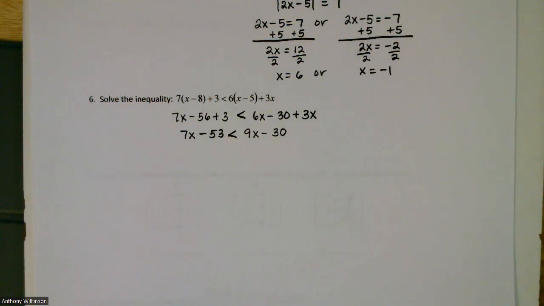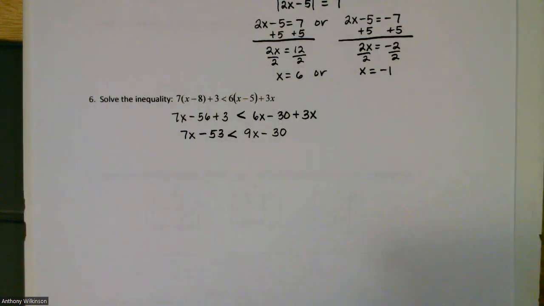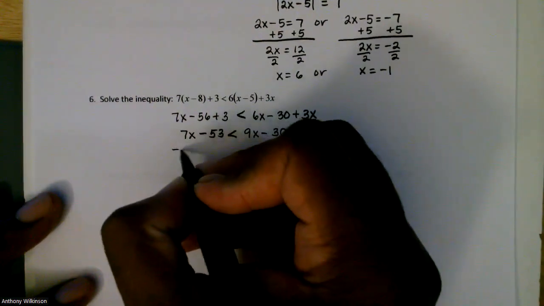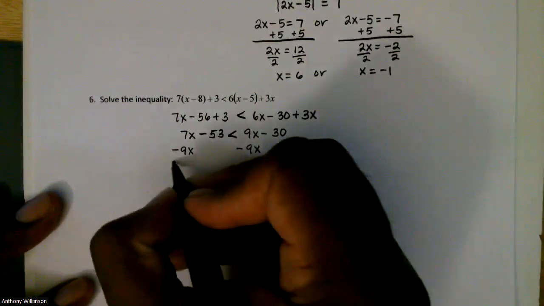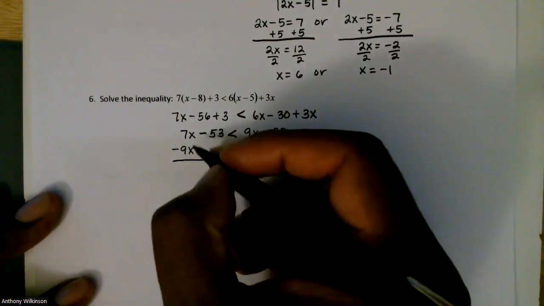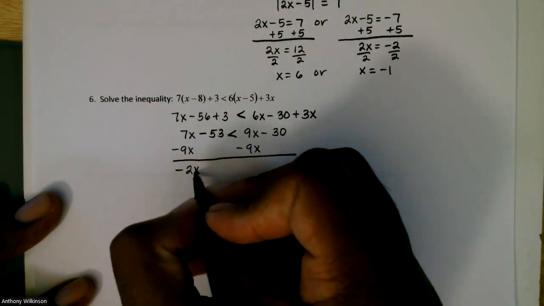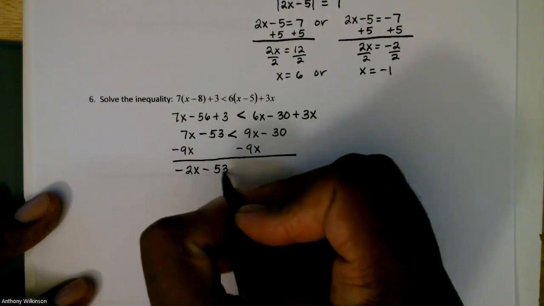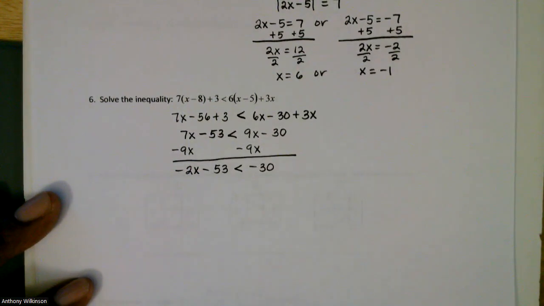Now, when you solve an inequality with variables on both sides, the best advice would be to get the variable on the left-hand side. So I'm going to move the 9x over to where the 7x is by subtracting 9x on both sides. When I do that, 7x minus 9x will be negative 2x minus 53 is less than negative 30.